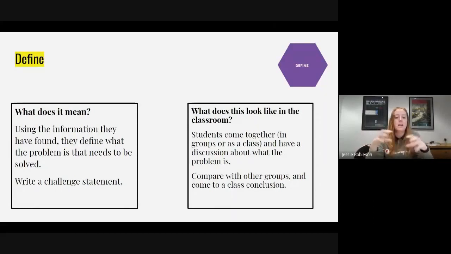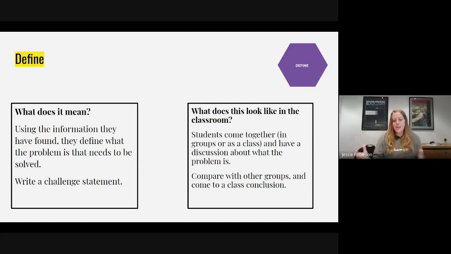So by defining, we're going to use the information that they've found, define what the problem is that needs to be solved, and usually write a challenge statement so that we can have that up big, bold, so that when students are struggling or maybe thinking about different ways, they can look at that and go, okay, am I solving that problem? And it's something that the teacher or the educator can refer back to as well and say, that's really awesome. Are you solving that problem that we originally identified?